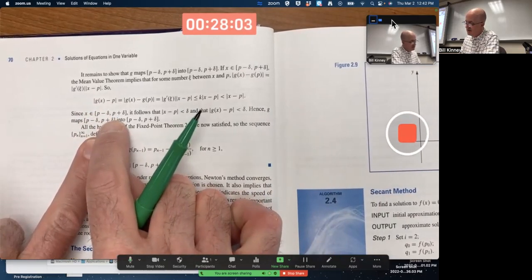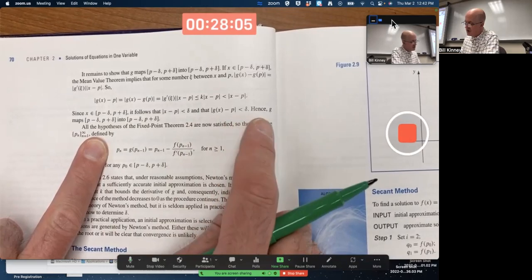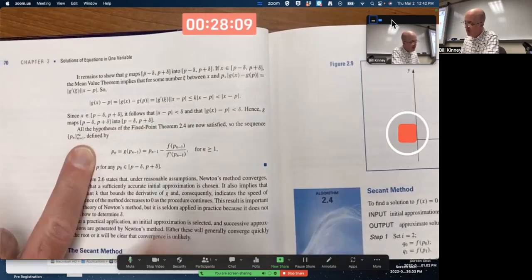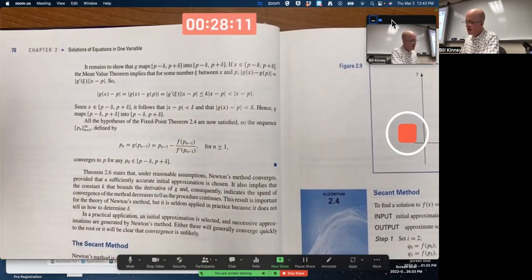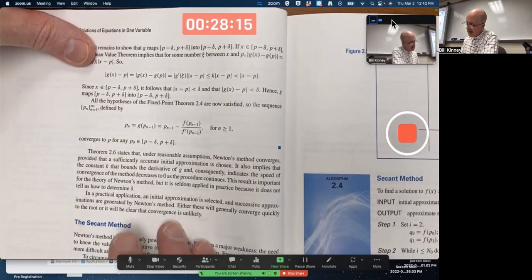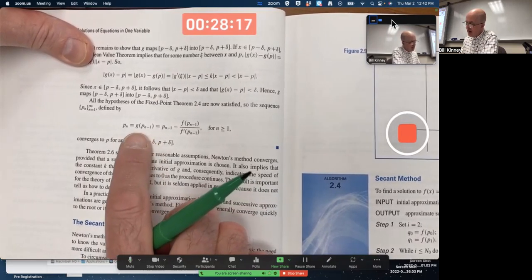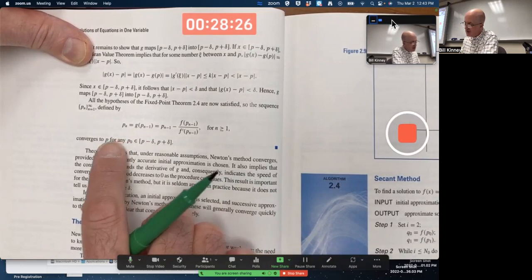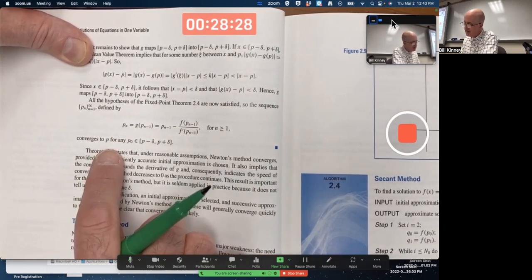X is in the interval, this is true, therefore G of X is in the interval. G maps the interval into itself. Now apply the fixed point theorem, the contraction mapping theorem, really, to say that the interval gets mapped into itself. You could say it's a unique fixed point because it is the contraction mapping theorem. But they just say it converges to P.